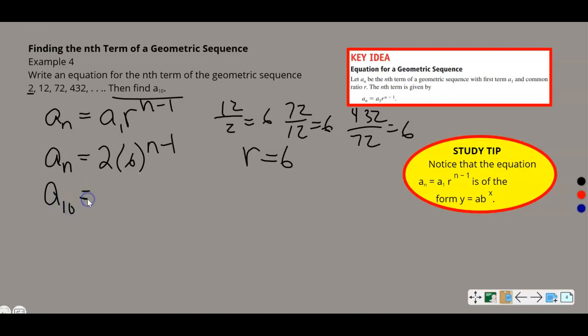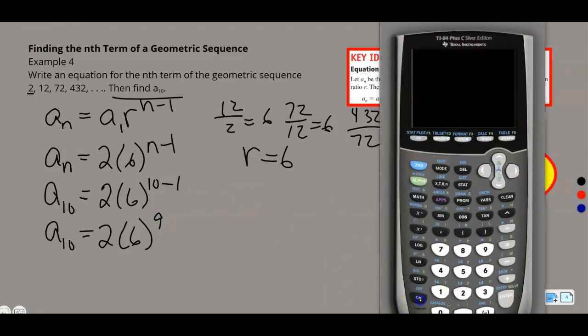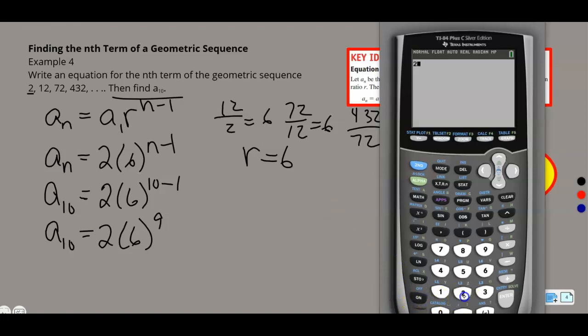So a sub 10 equals 2 times 6. n is going to be 10. So we're going to substitute 10 in place of n. And then we're just going to simplify. So we're going to do 2 times 6. 10 minus 1 is 9. Remember, you've got to do order of operations. However, the calculator will probably do this for you. So let's do 2 times 6 raised to the 9th power.